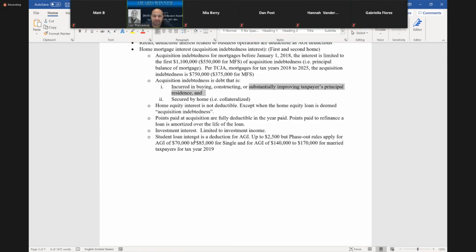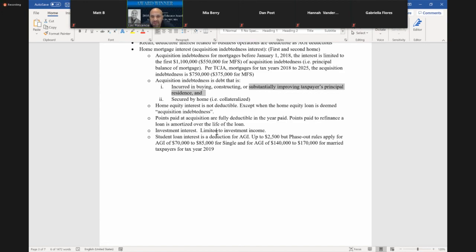Investment interest is limited to investment income. If you take out a loan to buy municipal bonds, then the interest on that loan is not deductible because you have tax exempt interest. Something to keep in mind.